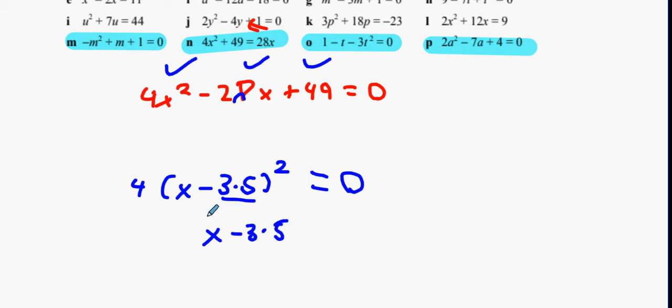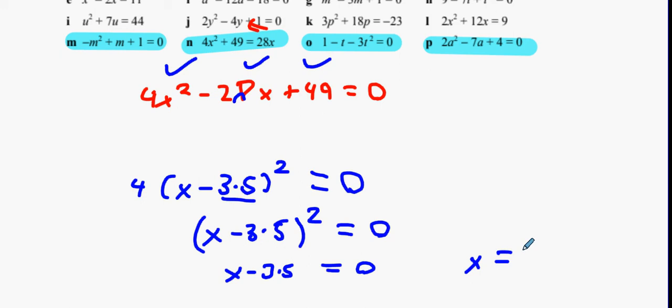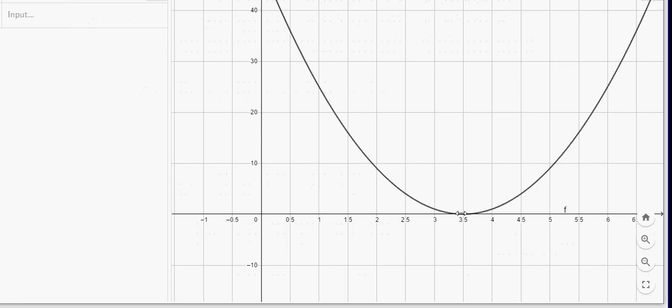What do you do now? Square root both sides, what happens? And what's your answer? X equals 3.5. See the way you only got one answer instead of two? The fact that you got one answer only means it only touches the graph at 1 point. It doesn't go through the graph out the other side. If you got two answers, it would go through and out the other sides. Does that make sense?